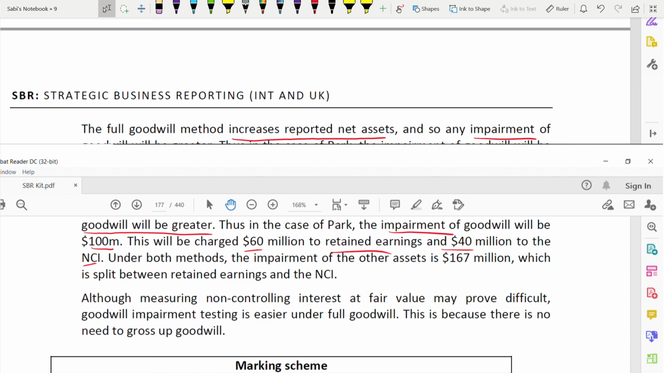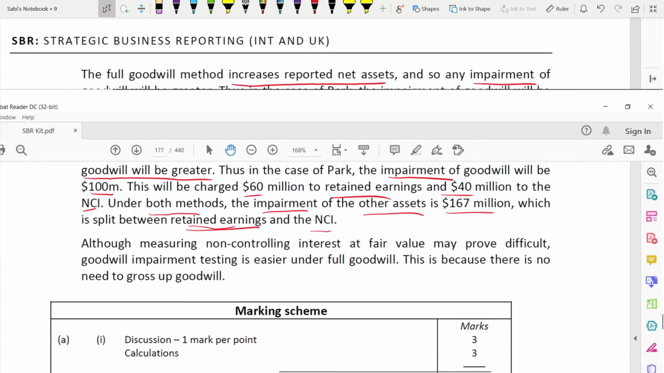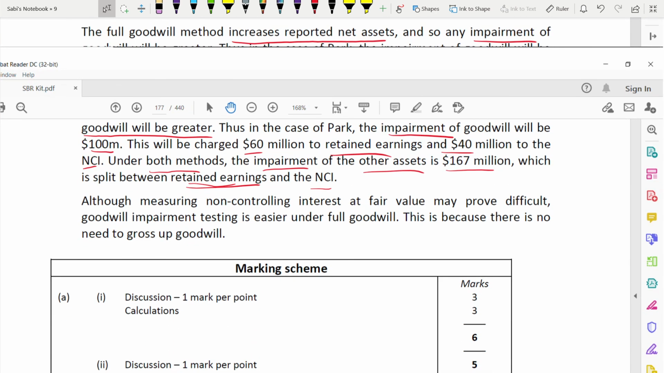Under both methods, if you have noticed, impairment to other assets is 167 million, which is split between retained earnings and NCI. Okay. You have to show the impact. That's why you're showing the impact only. Okay, that this will increase this. So impact means what? It will increase this amount, this will decrease this amount by this much. That is the meaning of impact. Okay, negative impact, positive impact, like that.